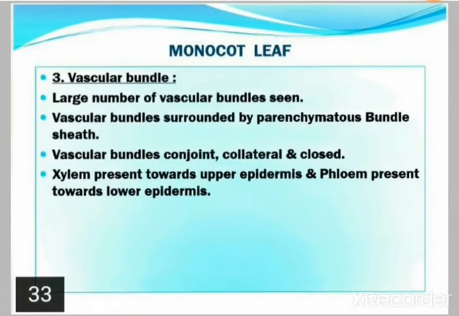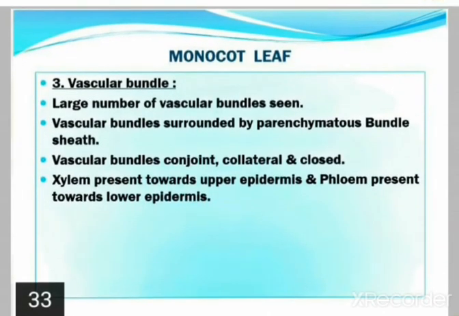Next, vascular bundles. The vascular bundle of the monocot leaf is also conjoined, collateral and closed. So, the vascular bundles of the leaves are conjoined, collateral and closed. Here, a large number of vascular bundles are seen. Vascular bundles are surrounded by a parenchymatous layer which is called a bundle sheath. In the monocot leaf, xylem is present towards the upper epidermis and phloem towards the lower epidermis.